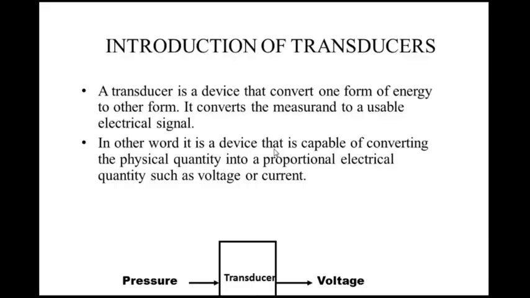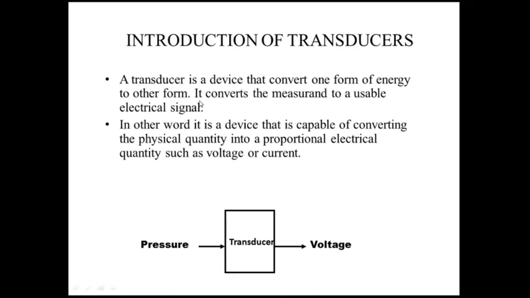So the introduction of the transducers. A transducer is a device that converts one form of energy into another form. This is the definition of the transducer. It's a very simple definition. But in our unit, we have to concentrate on electrical signals. Therefore, the transducer is used to convert one form of energy into electrical quantities, such as voltage or current.